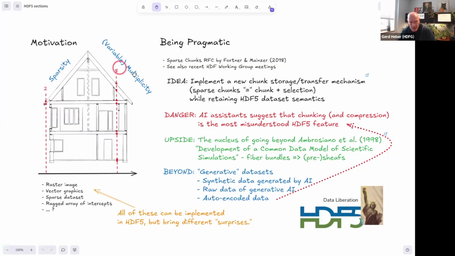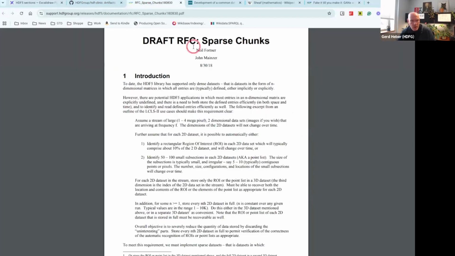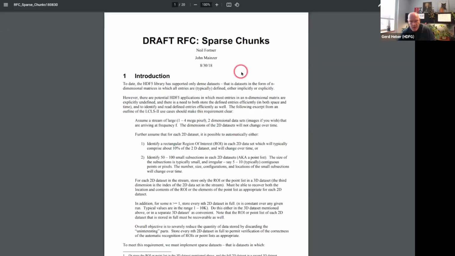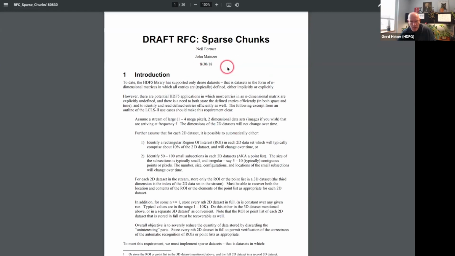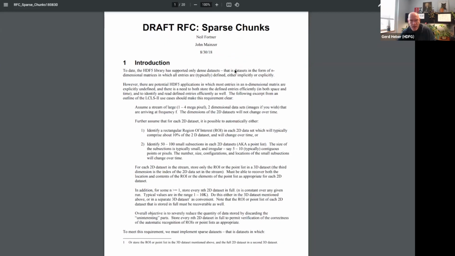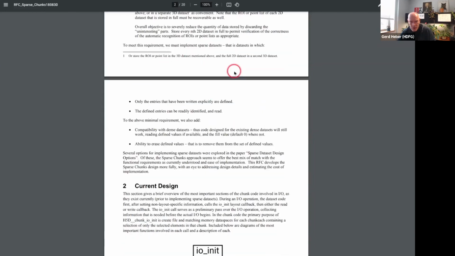Now, considerations like this were the starting point of a discussion, and there were many discussions before that. But in 2018, Neil and John created this RFC that was called the Sparse Chunks RFC, and I have it somewhere here. So if you go to support.hdfgroup.org, releases, HDF5 documentation, RFCs, you will find this RFC, and it goes back to late August of 2018, where they describe this sparse chunks approach.